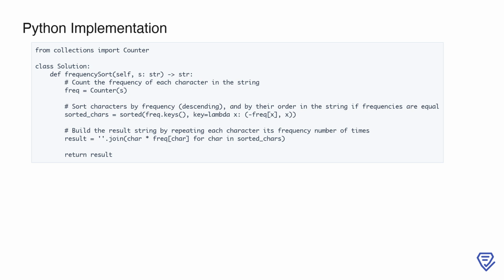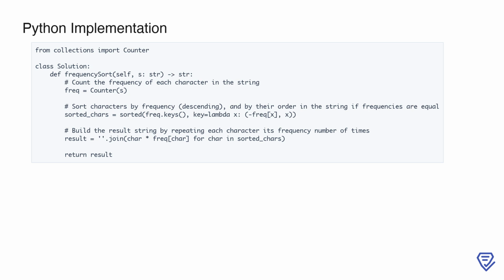4. Build the result string. Using a list comprehension, we repeat each character according to its frequency and join the results into a single string. For example, if sorted_chars is e, t, r, the result becomes eetr. 5. Return the result. Finally, the constructed string is returned as the output.